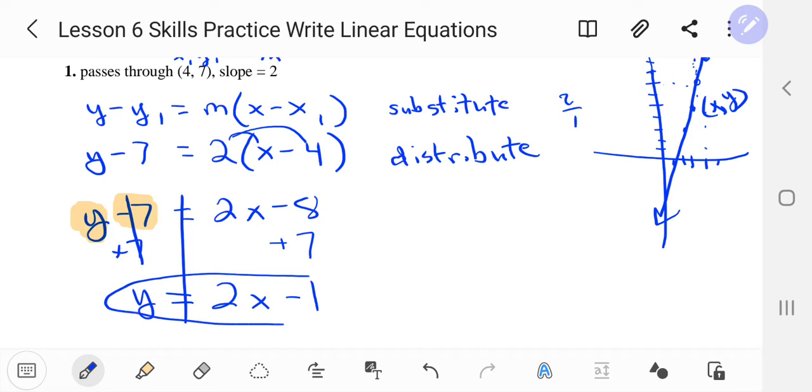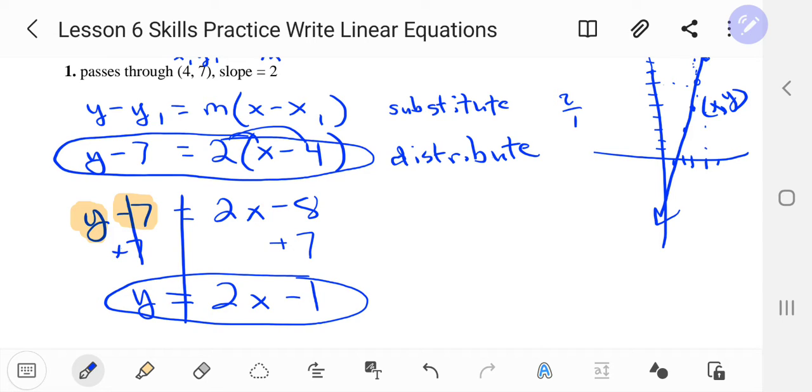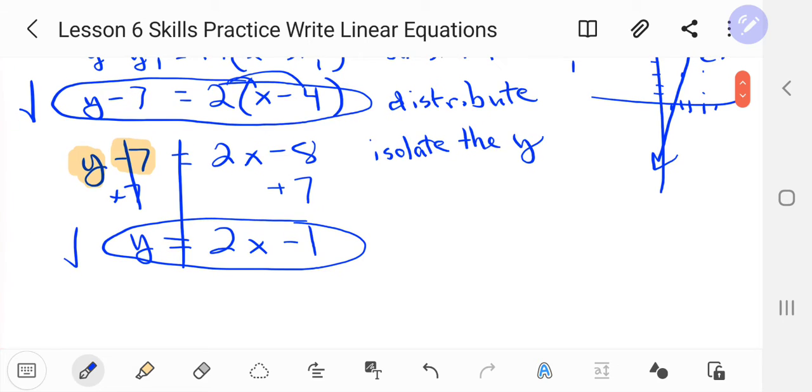So we have this equation in slope-intercept form. We have this equation in point-slope form. So we are successful. We did it. All right, so what are the steps? Substitute, distribute, and then we'll say that third step is isolate the y. Now we could say isolate the y using inverse operations, or isolate the y by canceling out the term next to the y. A lot of different ways we can say it, but the key is isolate the y.